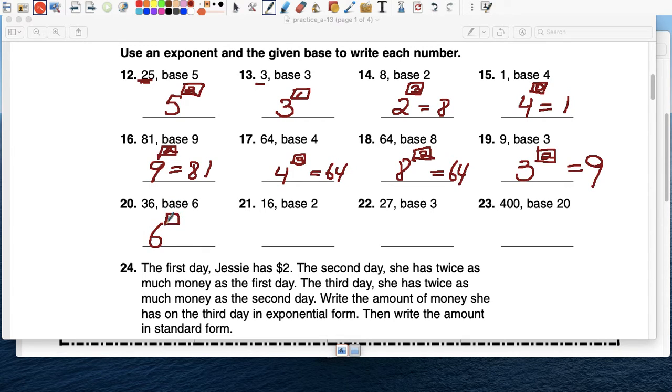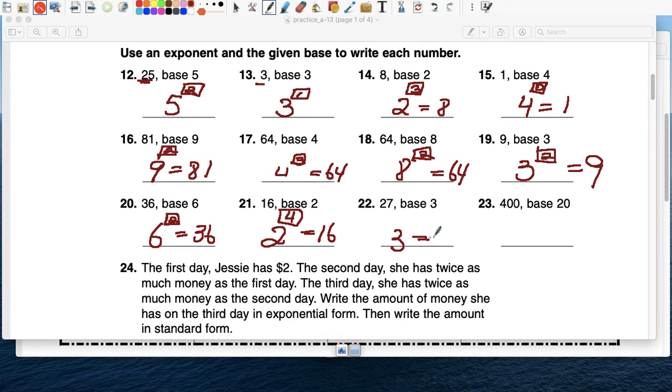6 to what power equals 36? That'd be 6 to the 2nd power, because 6 times 6 is 36. 2 to what power would give you 16? It'd be 2 times 2 times 2 times 2, 2 to the 4th power, so I'll put a 4 in there. Let me make that a little bigger. Okay, so 2 to the 4th power.